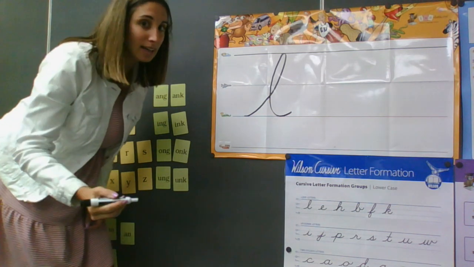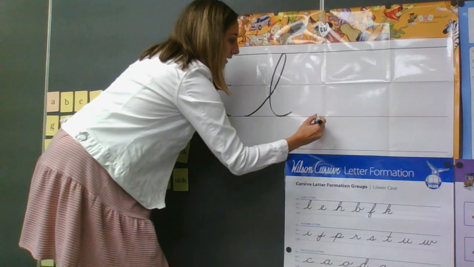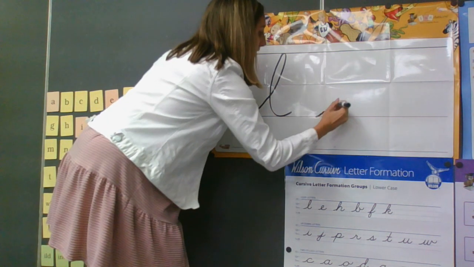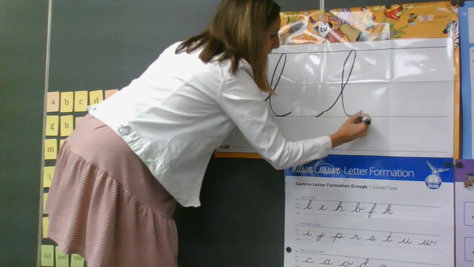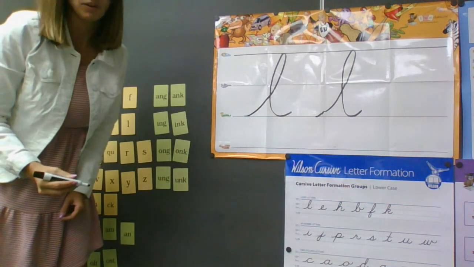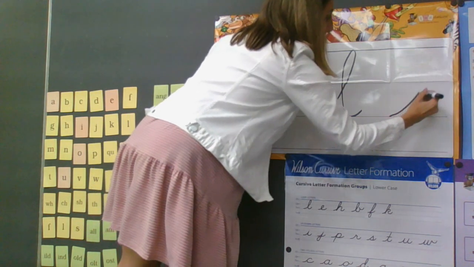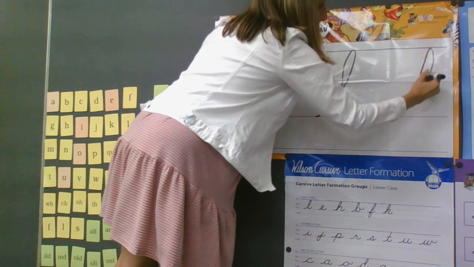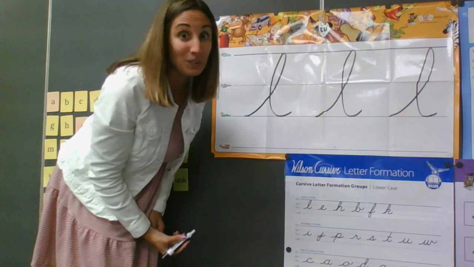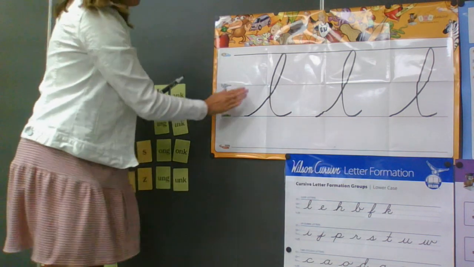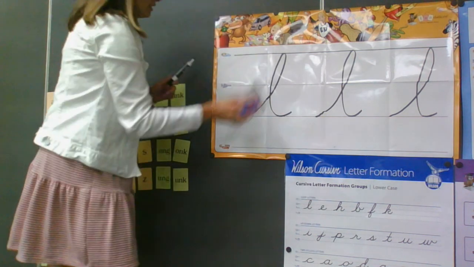Okay, let's try it again. Ready with you? You try it with me. Ready? Start on the grass line. Glide up to the skyline. Loop back down to the grass line and make a tail. Okay, not bad. Do one more. Start at the grass line, glide up to the skyline, loop back down to the grass line, and make a tail. How'd you do? It is a little bit tough at first. Now, this one is actually an easier letter to make, but it just takes practice like everything else we do.